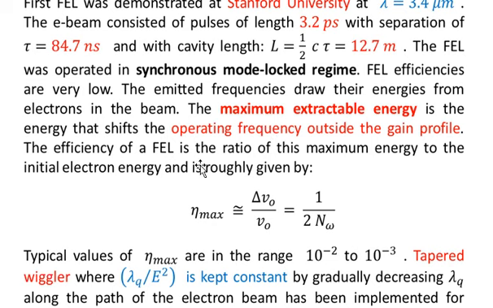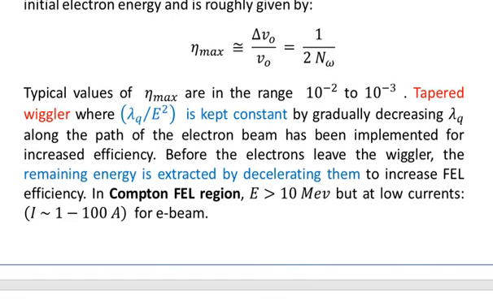The efficiency of FEL is the ratio of this maximum energy to the initial electron energy and is roughly given by eta. So eta maximum is approximately equal to delta nu naught over nu naught, which is equal to 1 over 2 times n omega. Typical values of eta are in the range of 10 to the power minus 2 to 10 to the power minus 3.